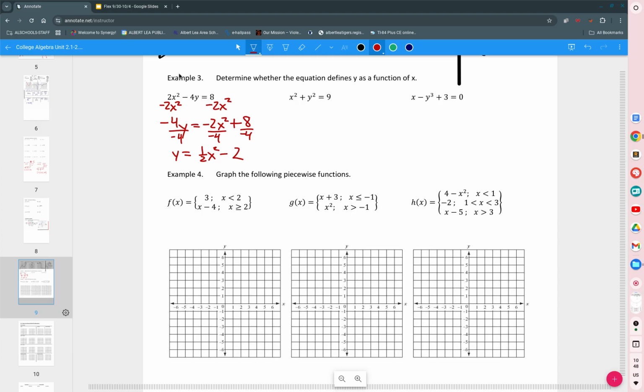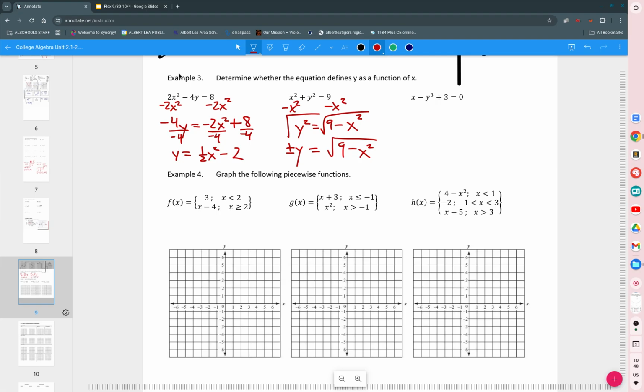The next one, if I were to solve for y, I subtract x squared from both sides. I get y squared is equal to 9 minus x squared. In order to solve for y, I must take the square root of both sides. And notice when I take the square root of y squared, I have to produce how many solutions? If it's y squared, I'll have 2 solutions. So I have a positive and a negative: y is equal to the square root of 9 minus x squared.